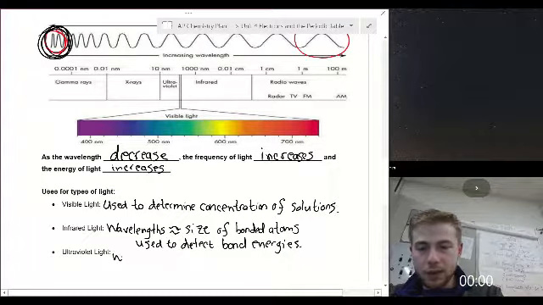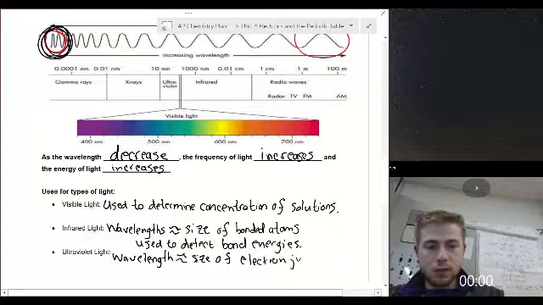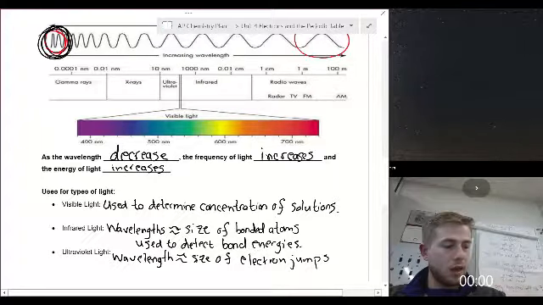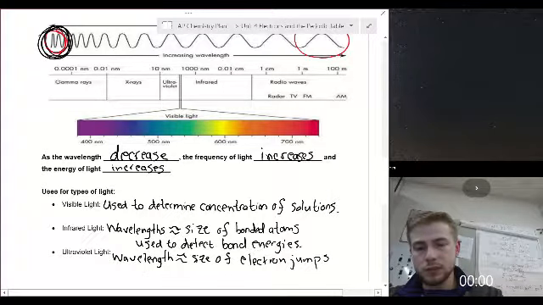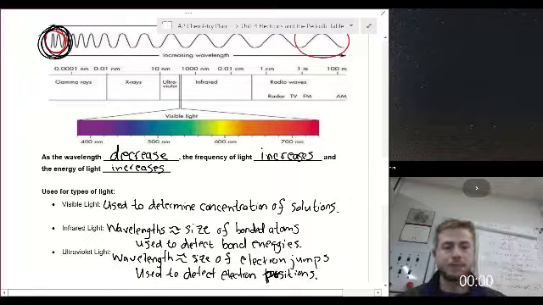So we're going to say wavelengths are about the size of electron jumps. And therefore, they can be used to detect electron positions. Used to detect electron positions. That's what I meant to say. Positions. Bam. Okay.